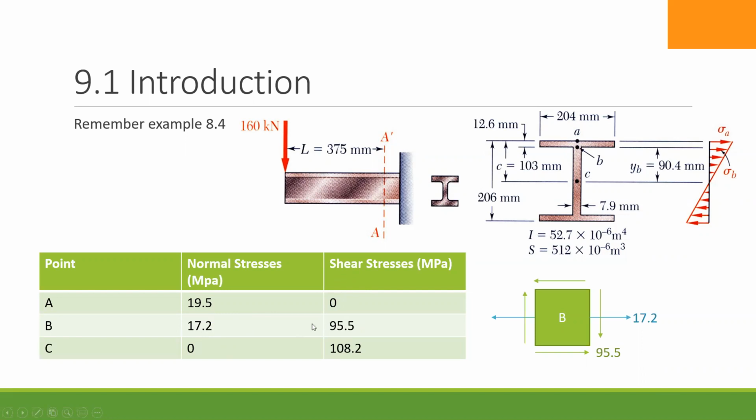are moderate values. So I'm wondering which point is the most critical: point A, point B or point C. You can also categorize point A and point C, because the normal stress value and shear stress value are directly given.